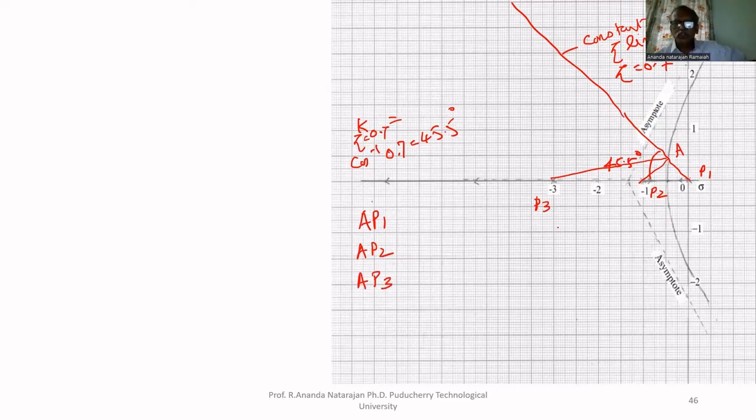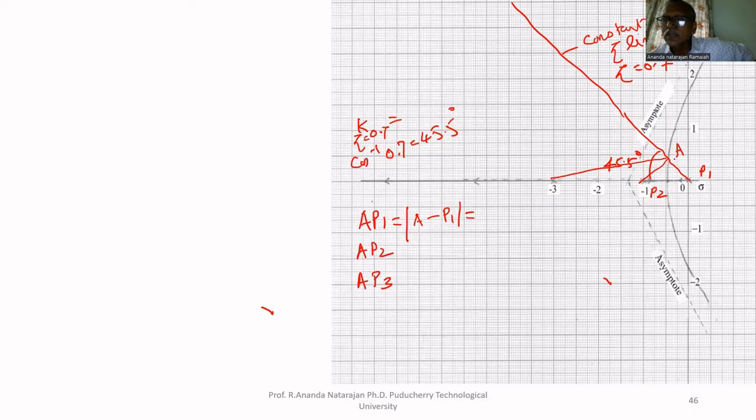You can measure. Suppose this is equal to 1 centimeter. Means you can measure the length by using your scale, and you can substitute. You can find the value of k. Or else you can analytically find AP1. What is AP1 equal to? Modulus of A minus P1.